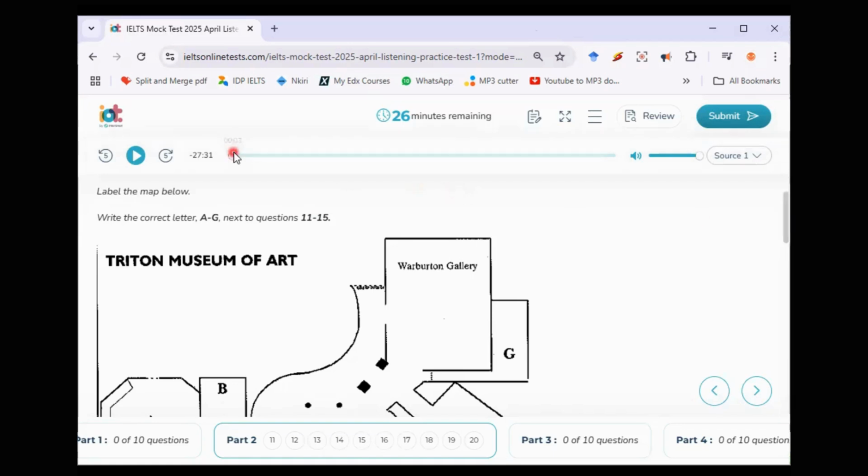Okay. So let me play this audio now. I will just fast forward to the point where they start talking about the map. So let's take it from here. I hope you guys are still with me.